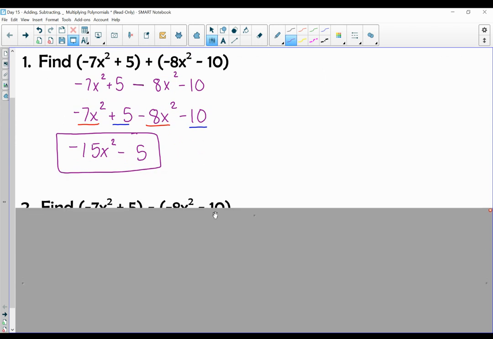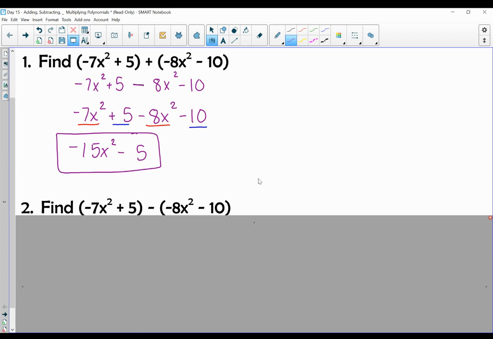Let's move on to the next problem, subtraction. So it says, find negative 7x squared plus 5 minus negative 8x squared minus 10. So this is different. We don't want to just straight up take away the parentheses. The reason this is different is because of this negative right here. This negative right here makes it different. That is really saying minus 1 times this entire second portion of the parentheses.